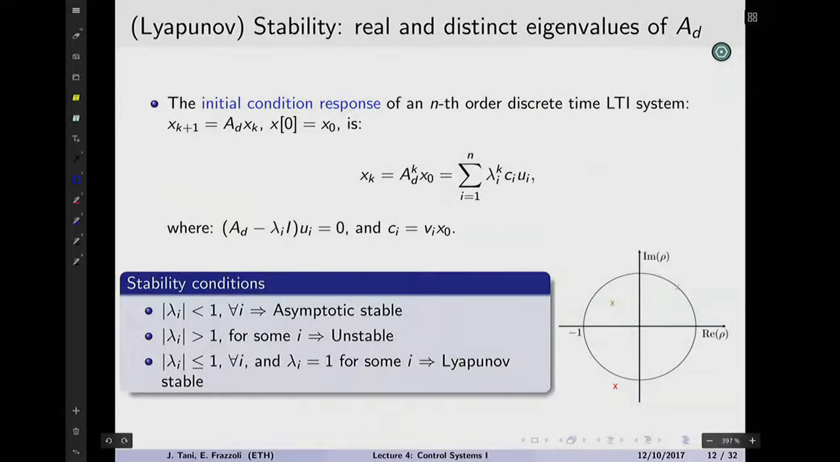Now, if we were just to suppose that AD is a diagonal matrix, and we'll see just in a few slides how this is a good assumption, then the x_k would be represented no longer like in the continuous time, where it was e to the lambda_i t x_0, but with this lambda_i to the k. So we'll continue after the break.